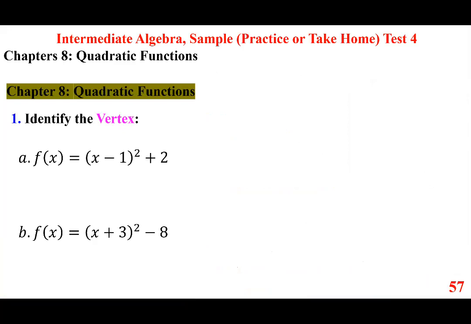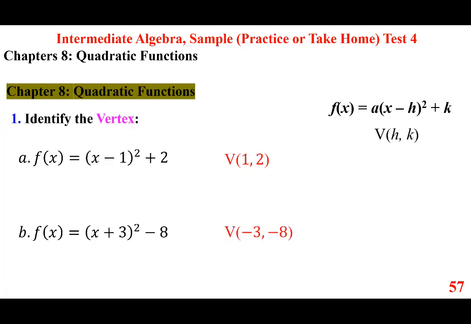So we are looking at chapter 8, quadratic functions. Identify the vertex. Well, let's look at the general form of a quadratic function in vertex format. f(x) = a(x - h)^2 + k, where the vertex is located at (h, k). Therefore, in comparison to this, for part A, the answer is (1, 2), and for part B it is (-3, -8).